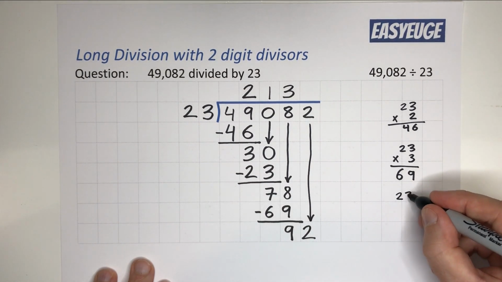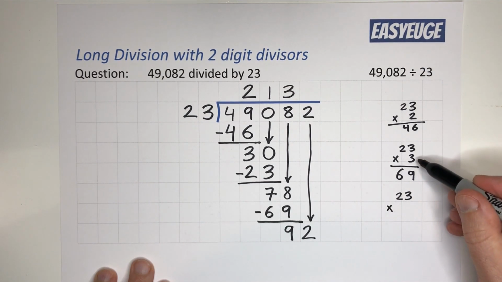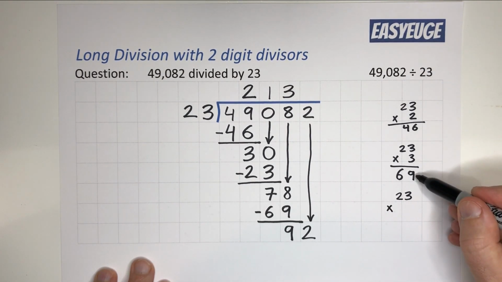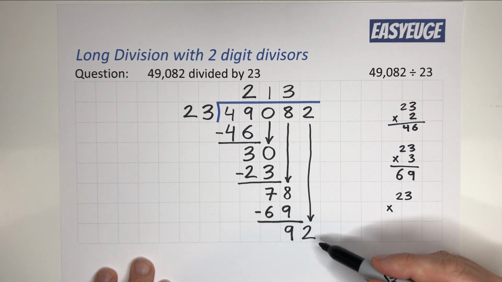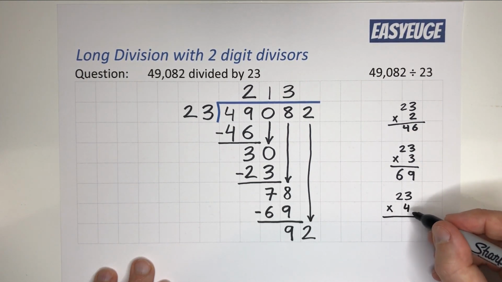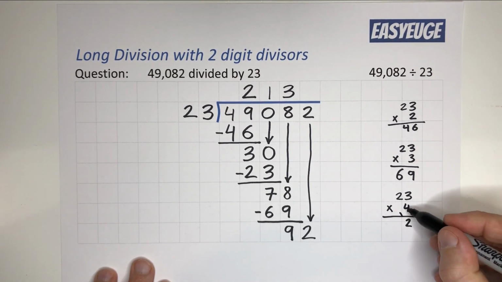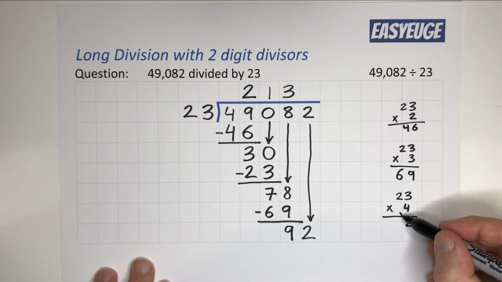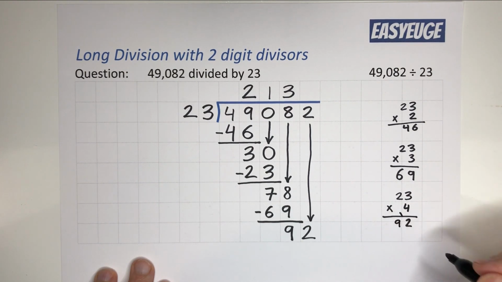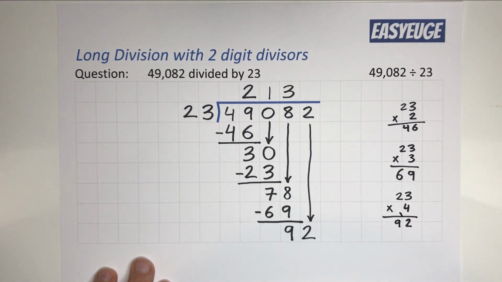Let's write down this on the side. 23, well, I know the 3 brought me up to about 69. If I added on another 23 to that, I should be getting up close to this one. So let's multiply it by 4 this time. 4 3s are 12, that's 2, carry the 1. 4 2s are 8, and the 1 we carried is 9. Gosh, that's great. That works out at an exact 4.